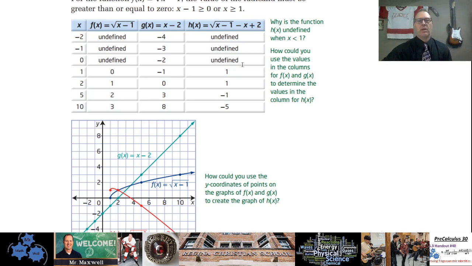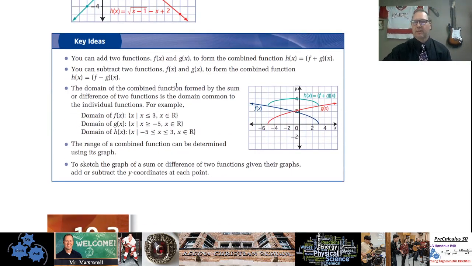Okay. All right. So there are the key ideas. Just simply add or subtract the functions as normal, but just make sure you remember the domain, right? If we have a restricted domain, then the resulting function is going to experience that same restriction.